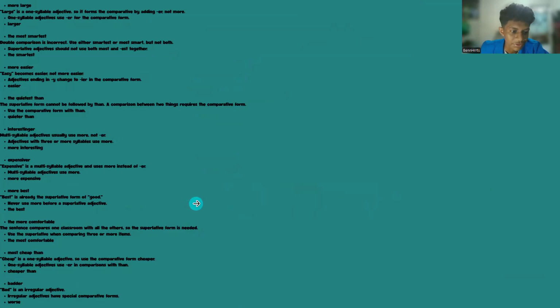More comfortable. The sentence compares one classroom with all the others, so the superlative form is needed. Use the superlative when comparing three or more items. So the correct answer is the most comfortable. Most cheap then. Cheap is a one-syllable adjective, so use the comparative form cheaper. One-syllable adjectives use er in comparison with than. So the correct sentence is cheaper than.